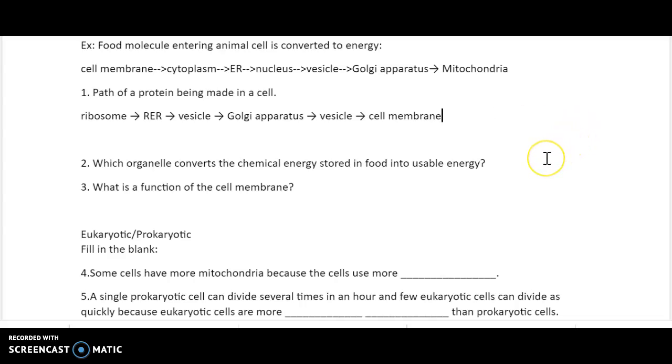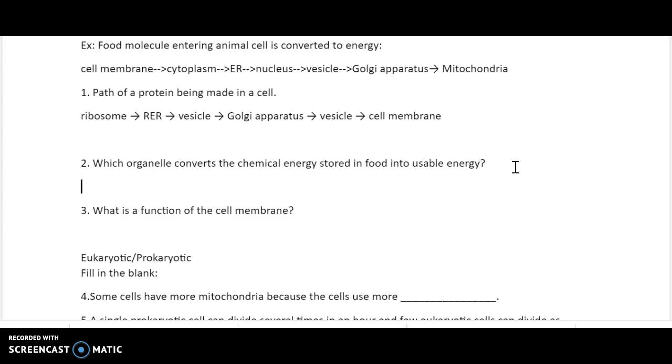Number two, which organelle converts the chemical energy stored in food into usable energy? And that's going to be usable energy in the form of ATP. So we have food energy, like glucose coming in, and then it has to be changed into usable energy, ATP. So which organelle converts the chemical energy stored in food into usable energy? That is the mitochondria. The mighty mitochondria. And it's going to change it into ATP energy. We call that metabolic energy.